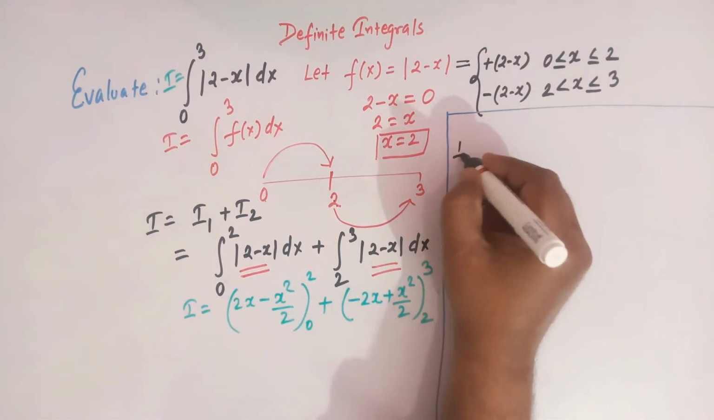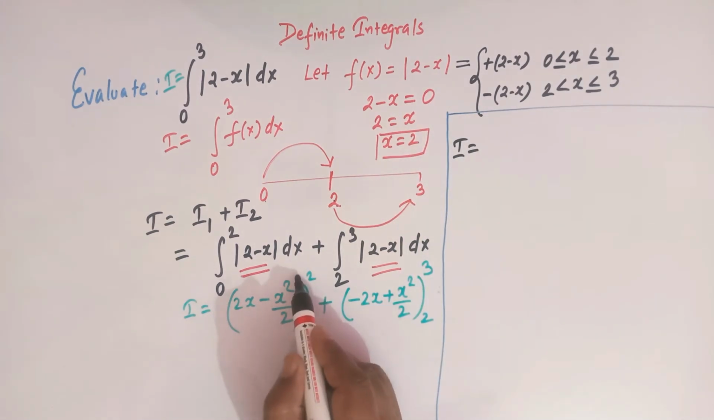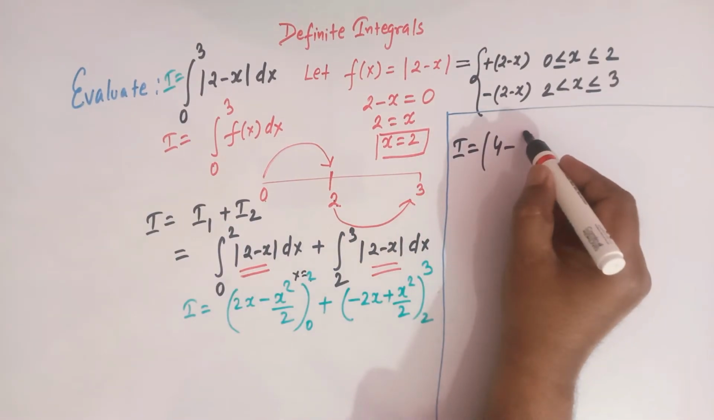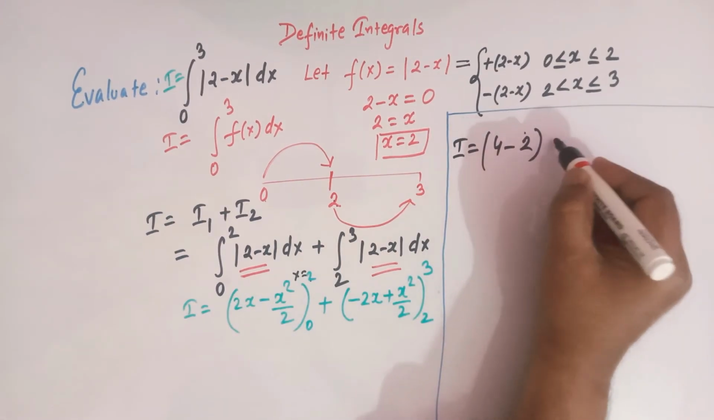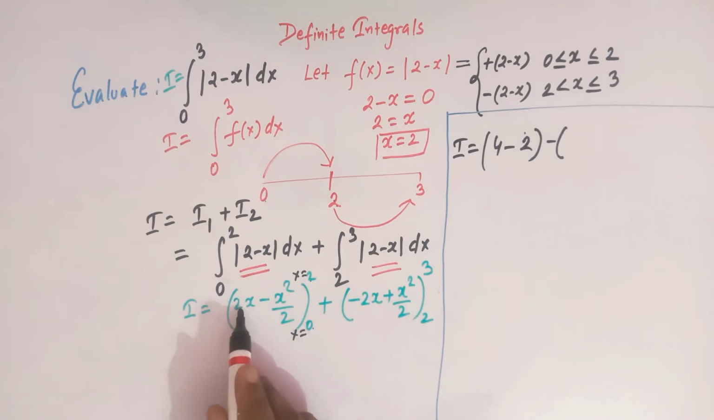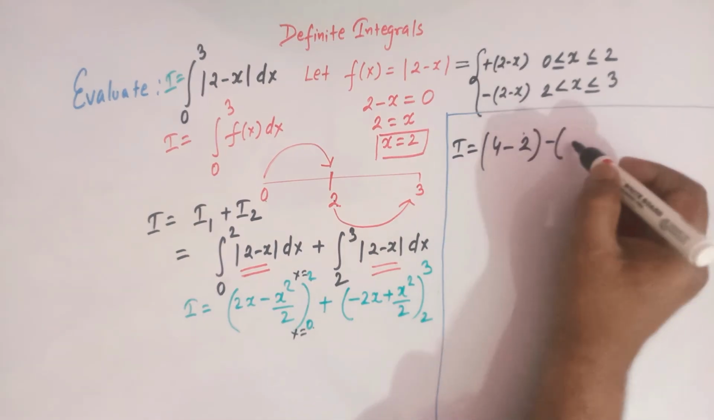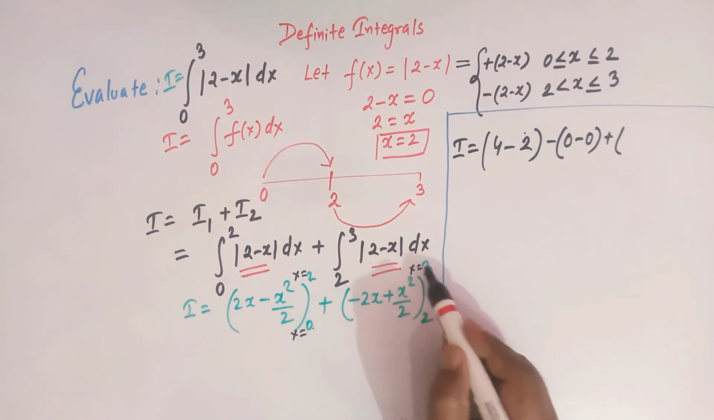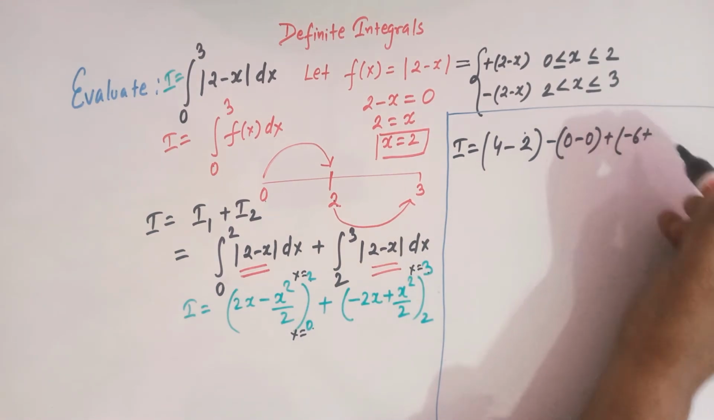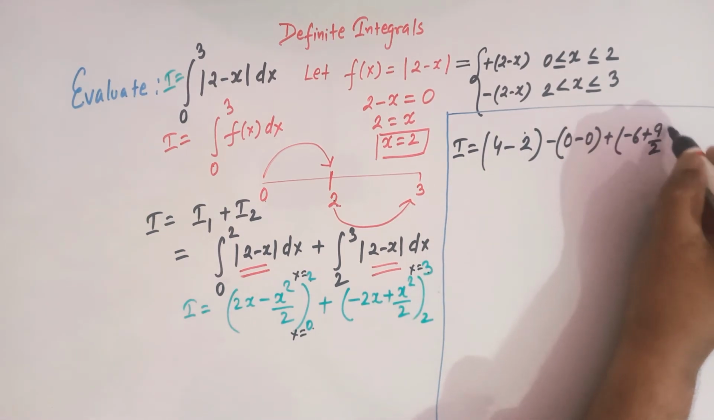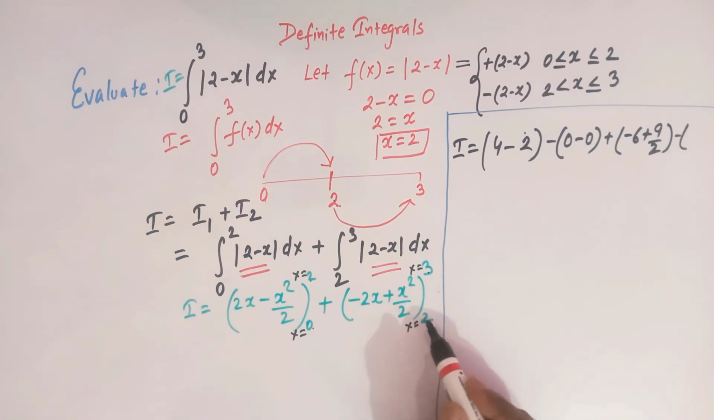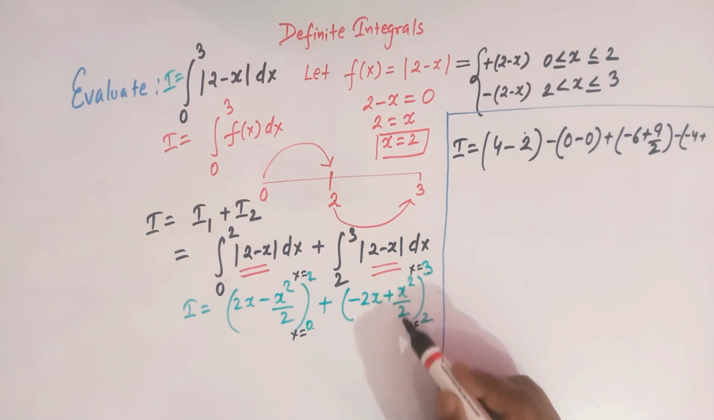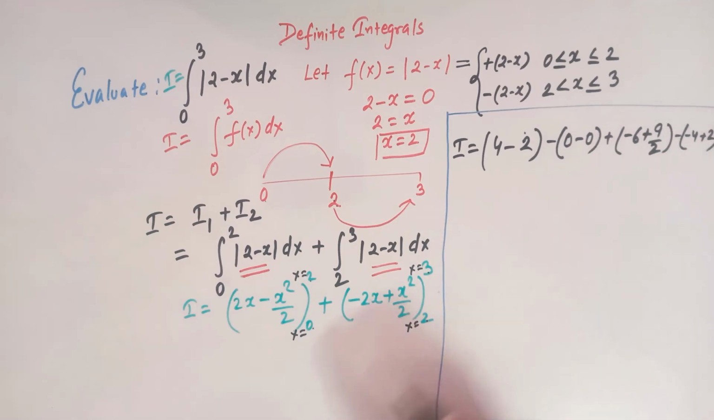So I is equal to, when we take x equal to 2 here, 4 minus 2 square is 4 over 2, that is simply 2, and when we take x equal to 0, both terms reduce to 0, so 0 minus 0. And here when x is 3, we have minus 6 plus 3 square is 9 over 2, and when x is equal to 2, we have minus 4 plus 2 square is 4 over 2, that is 2.